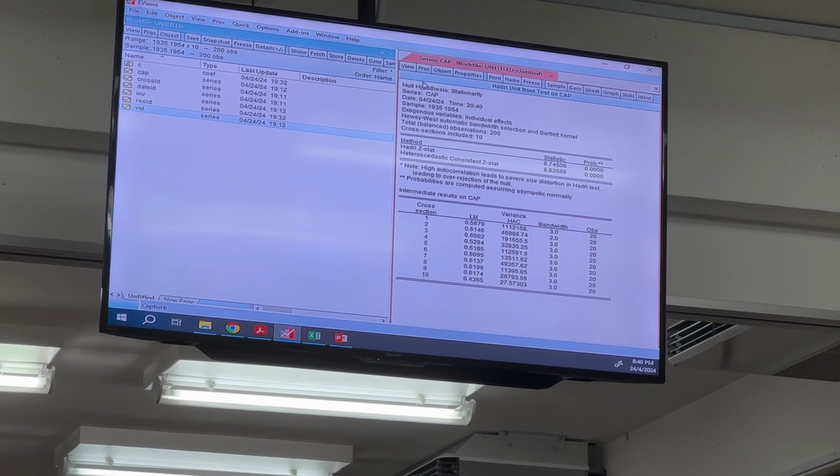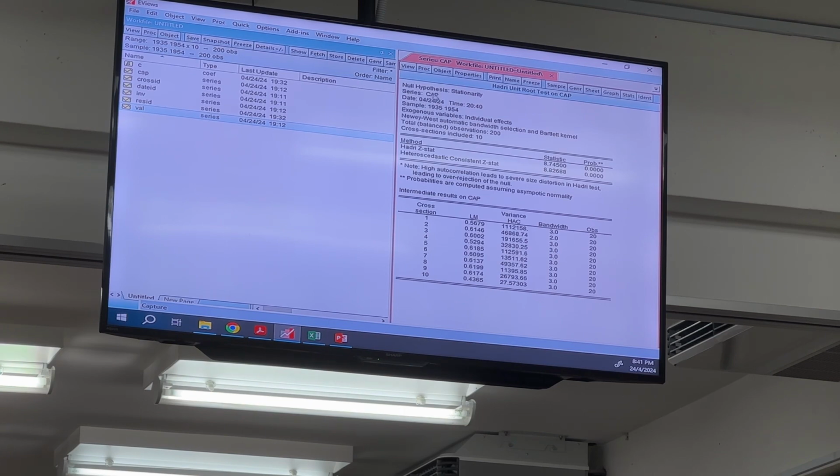Now you have to be careful that the Hartree null is stationarity. So if you reject, what does it mean? Reject means you reject the stationarity. So the result actually shows that the CAP is now non-stationary, because you reject the stationary null. Your result shows that the CAP is actually not stationary, or CAP has a unit root.